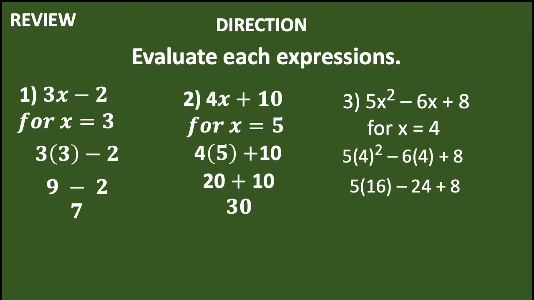And it will become 5 times 16 minus 24 plus 8. And 5 times 16 is equal to 80. So 80 minus 24 plus 8. 80 minus 24 is 56. Bring down 8. So the final answer is 64.